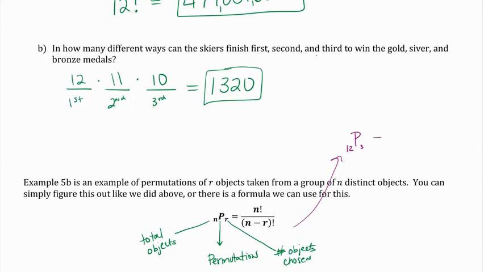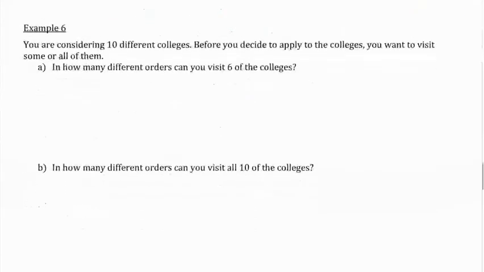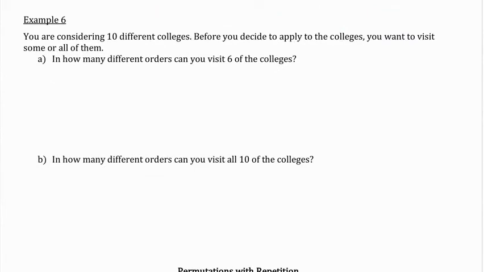So I'm going to do the total number of things, which would be 12 total skiers, so 12 factorial. And then on the bottom, I'm going to do the total minus how many I'm picking. So 12 minus 3 would be 9 factorial. And then I'll go through how to do the math on the next problem like this, but if you do that math, you'll still get 1,320. Okay? Okay, so let's try one using that formula.